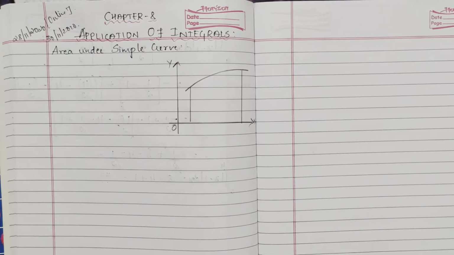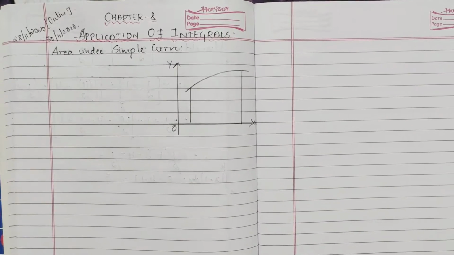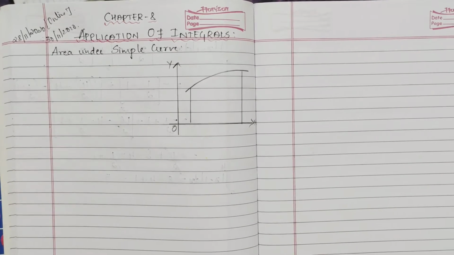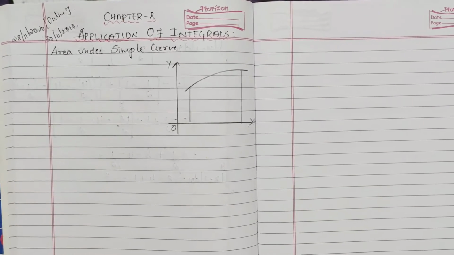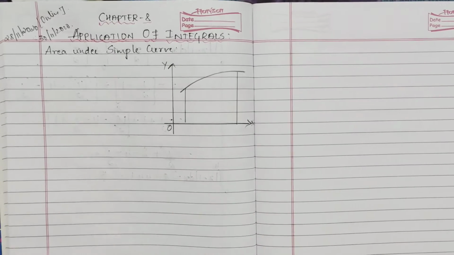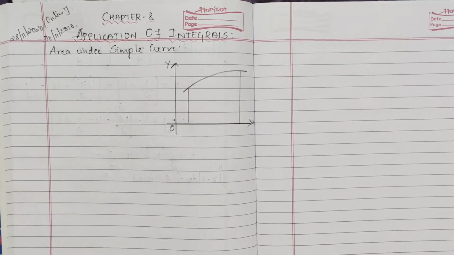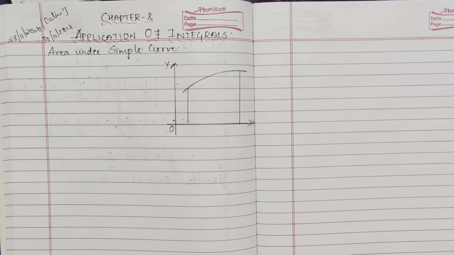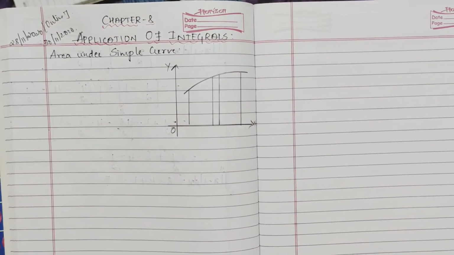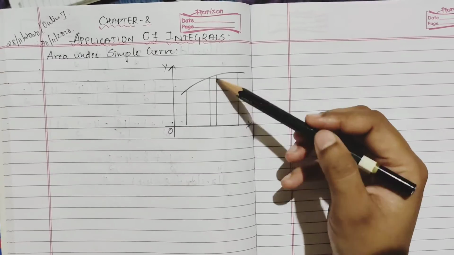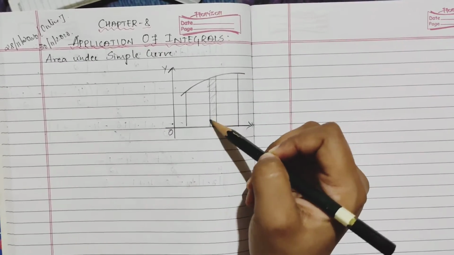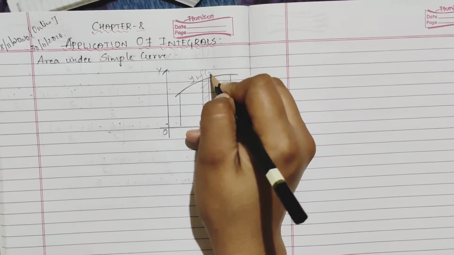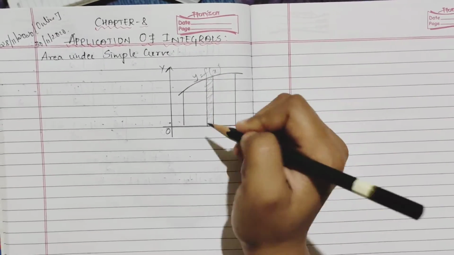In the previous class we studied the definite integral as a limit of sum, and how to apply integrals. Now in this part we will study the area under a simple curve. Suppose we have to find the area under this curve. For that we'll take a small strip. This curve is nothing but y is equal to f of x.